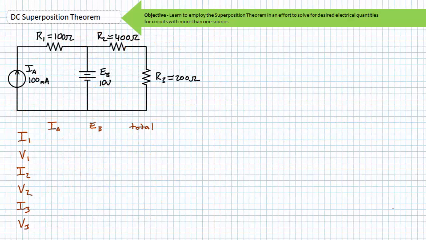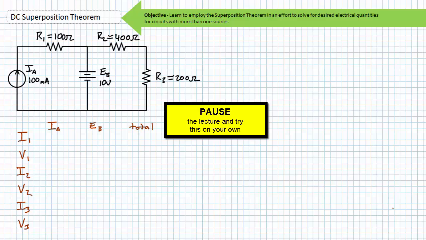Let's try another illustrated example problem. By all means, pause the lecture and see if you can apply the superposition theorem to solve for the voltage drop across and the current through each resistive element. In this case, IA is a current source of 100 milliamperes, EB is a voltage source of 10 volts, R1 is a 100 ohm resistor, R2 is a 400 ohm resistor, and R3 is a 200 ohm resistor.